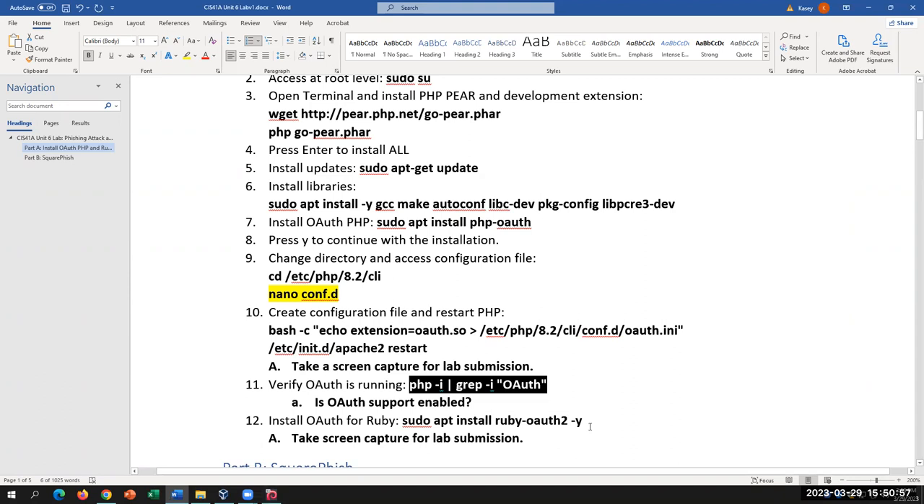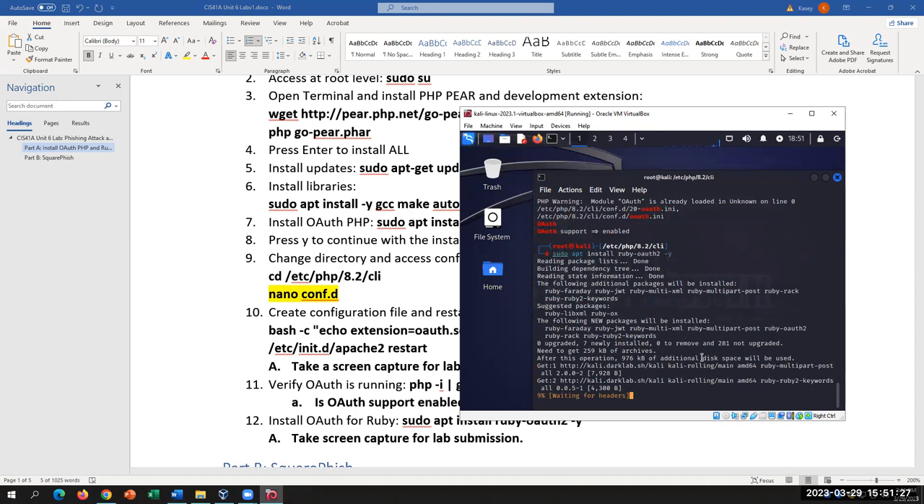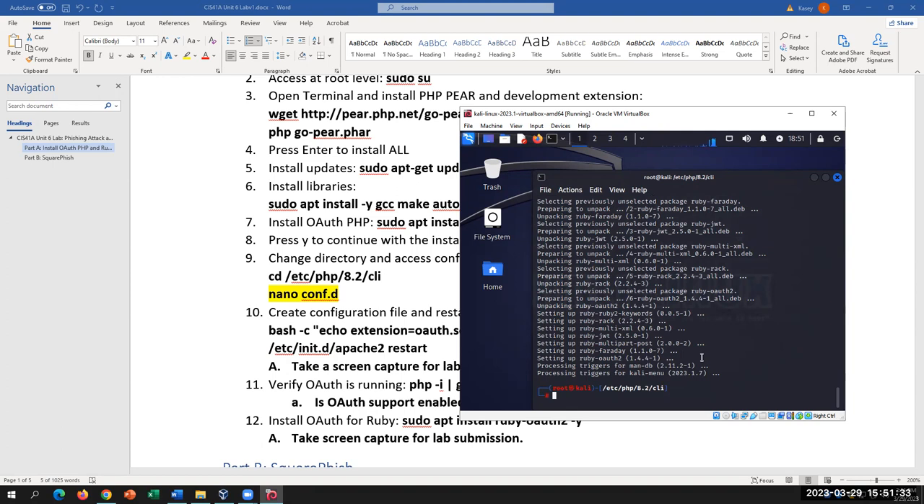Now, ideally, you saw last week that we use different tools. When you see a PHP-based tool or Apache tool, a lot of them are in Ruby. So it's probably a good idea to install Ruby OAuth 2, in case you need to test it somehow, so you have that Ruby package available for OAuth. So I have that now.